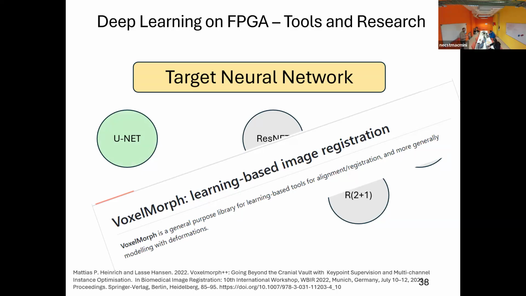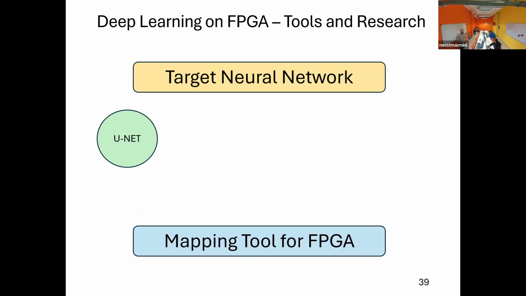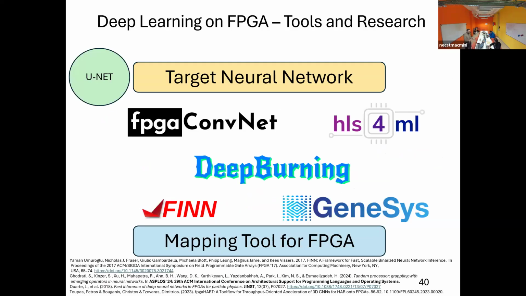However, again, the hardware for these setups are GPUs, so we need to find a way to map this deep learning network on the FPGA. We don't need to reinvent the wheel from scratch. Actually, we can use mapping tools for FPGA. There are tons of them. We may have FPGA ConvNet or HLS4ML, or also FINN, and others, which may target different kinds of features and different kinds of networks.